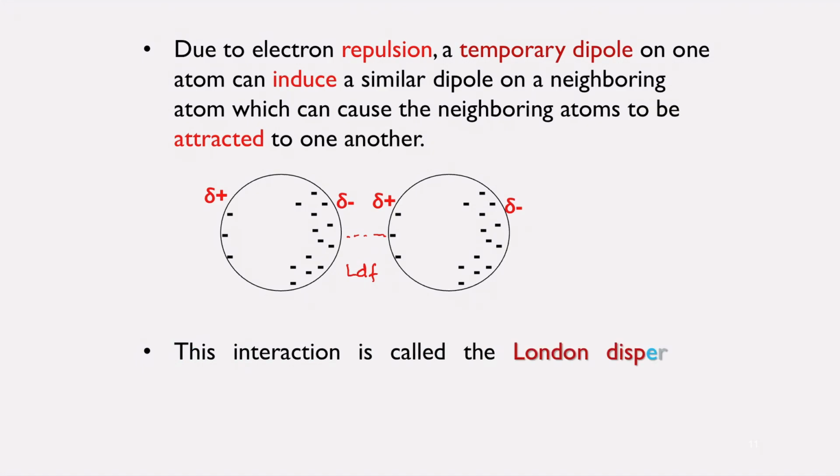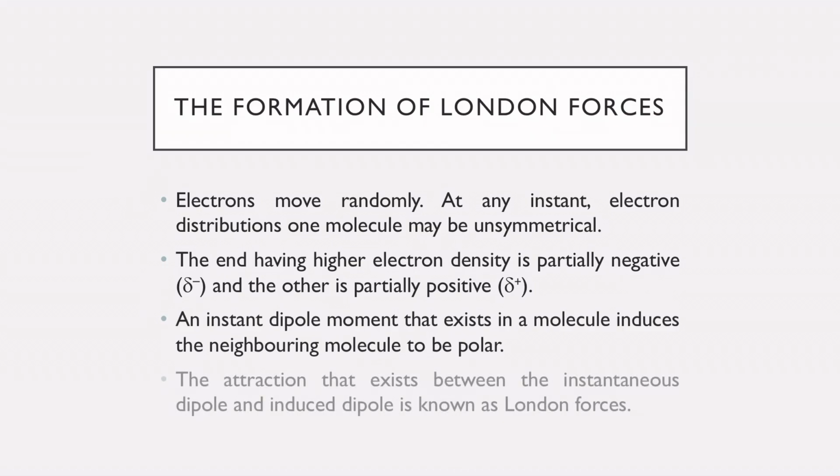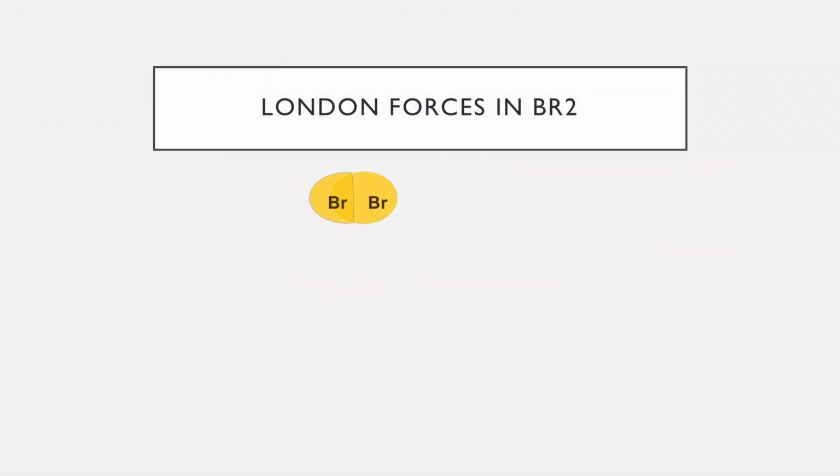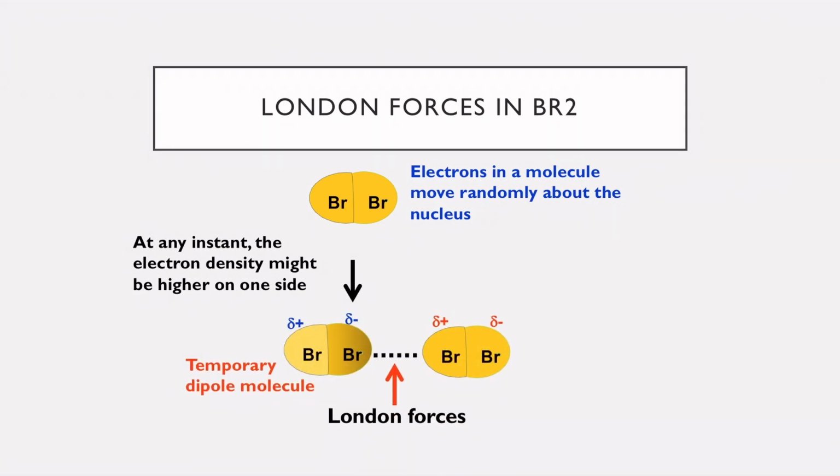So this interaction is called the London dispersion forces, or just dispersion forces, and is only significant when atoms are very close to one another. Alright? So note, London dispersion forces happen to both non-polar and polar molecules. Okay? Right. So this is just a note for you to read. Okay, I just put it there. This is another example. So you can look at it for yourself.